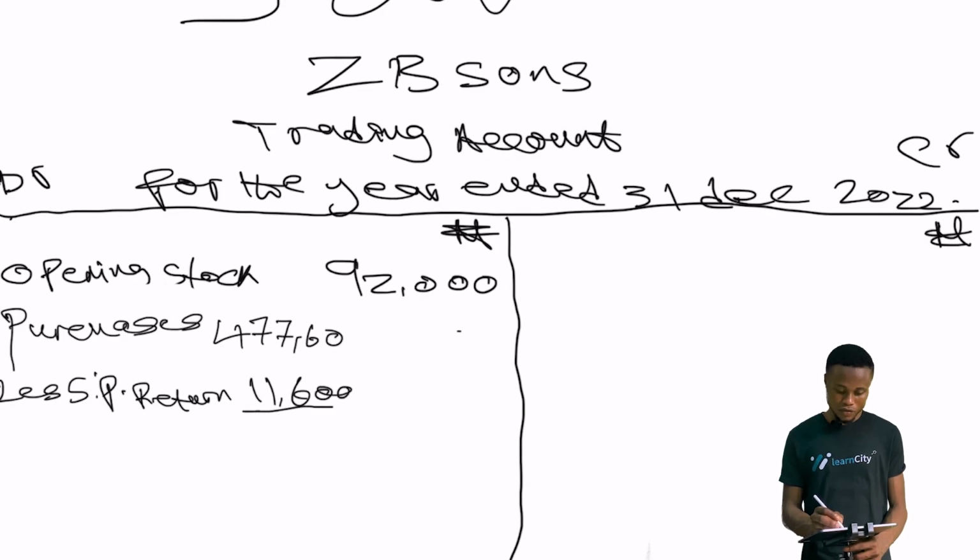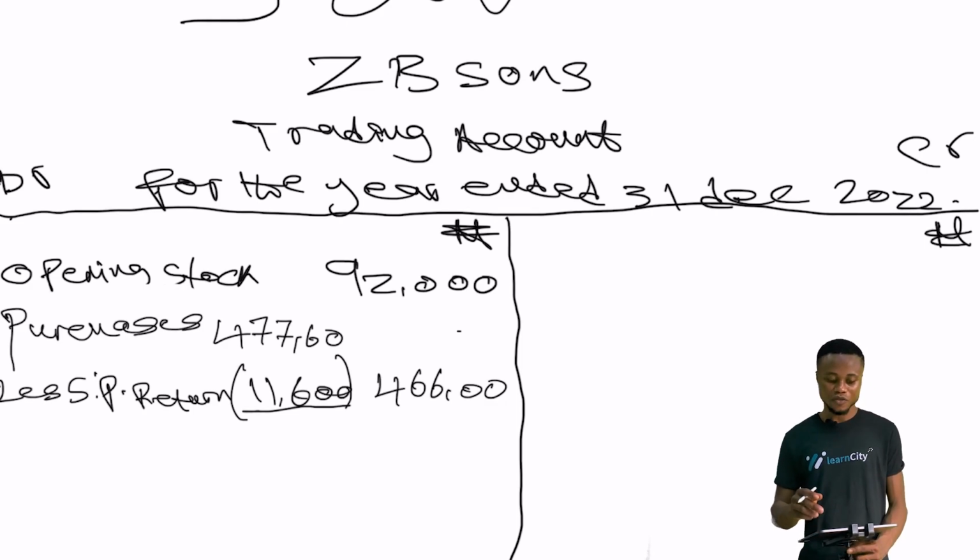11,600. If you now less it, you can indicate a bracket to indicate your minus sign like this. So after minusing it, you are going to arrive at 466,000 naira. After that, you now bring it here. 466,000 naira. So we've treated purchases like that.